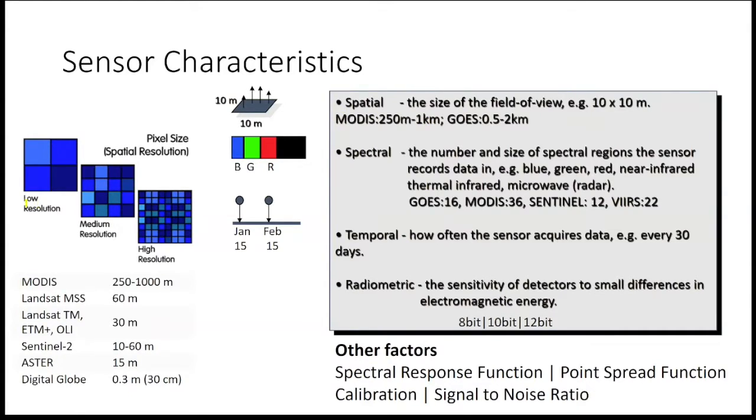Just as an example, if you have low spatial resolution, it looks like this. And if you have high spatial resolution, you have a lot more pixels. Here are some spatial resolution examples: MODIS, LANDSAT, and ASTER. And I'll talk a little bit about very high spatial resolution imagery at the back end of this talk.